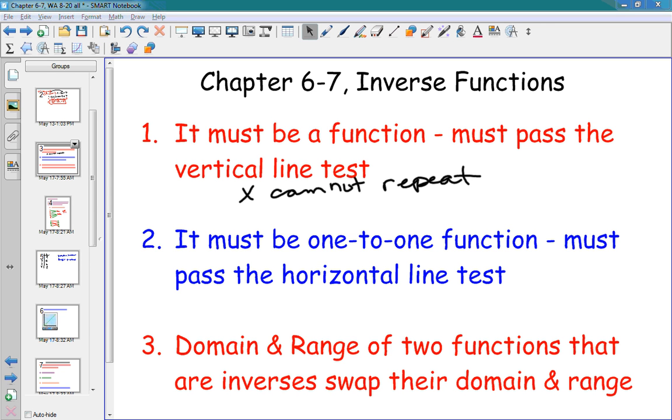Domain and range. If I want my inverse, inverses mean they're opposites. What's the opposite of x? What's the opposite of y? X, right? So therefore, the opposite of domain would be range, and the opposite of range would be domain. When you have inverses, they swap domain and range. You with me?